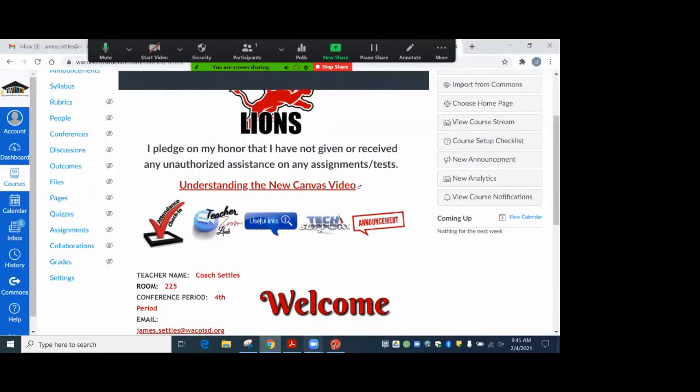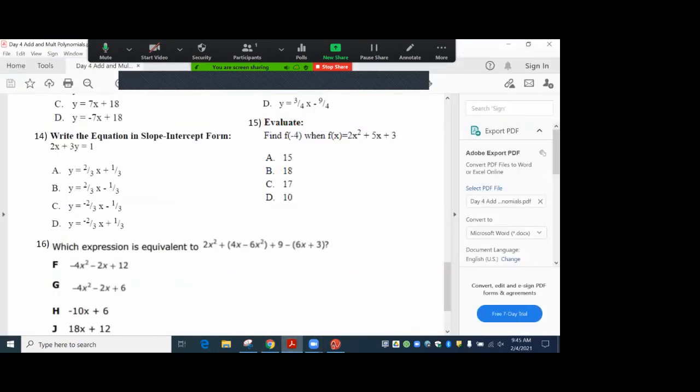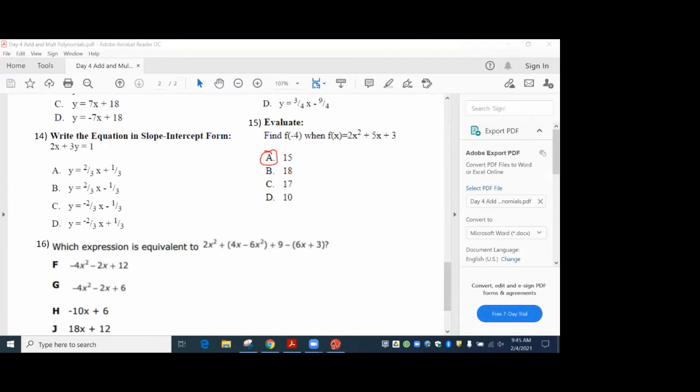So today we had a lot of calculator stuff. Hopefully if you were typing this into the calculator, you got a lot of practice with your calculator today.